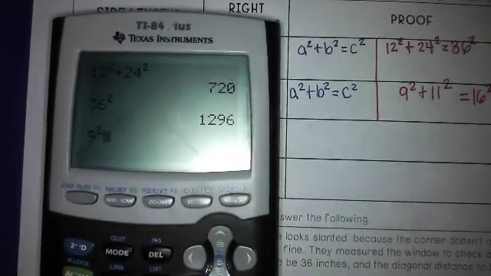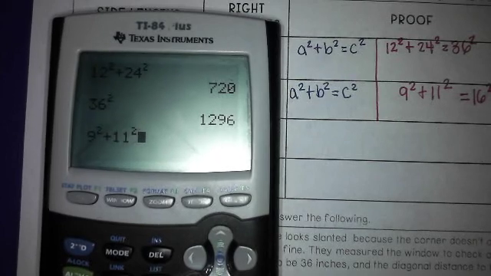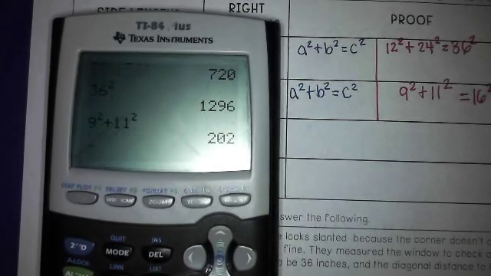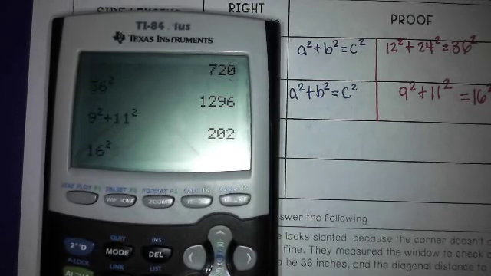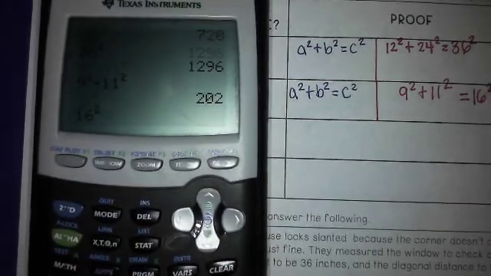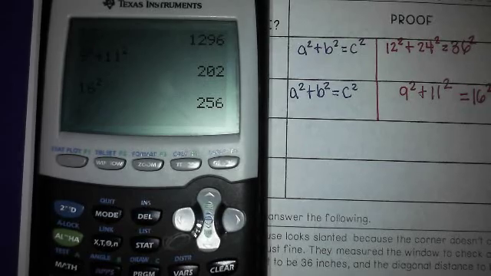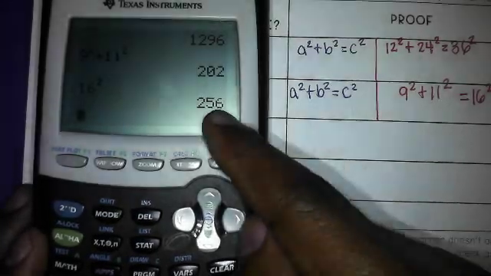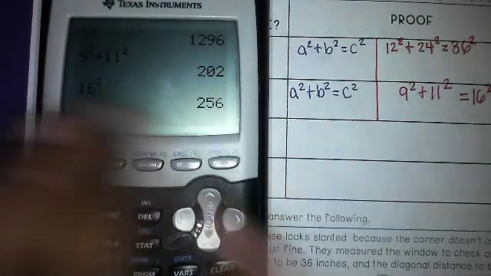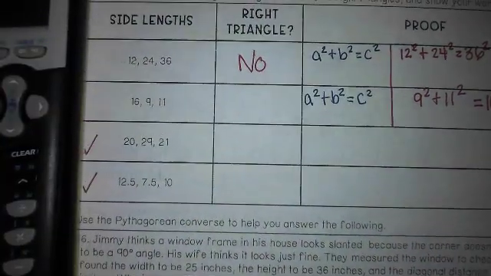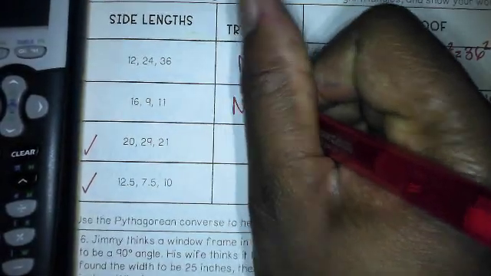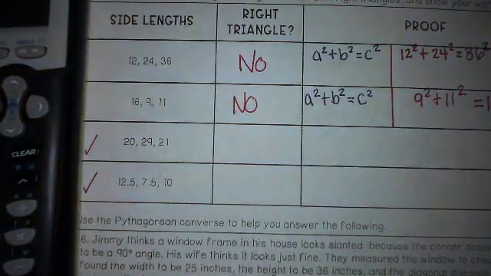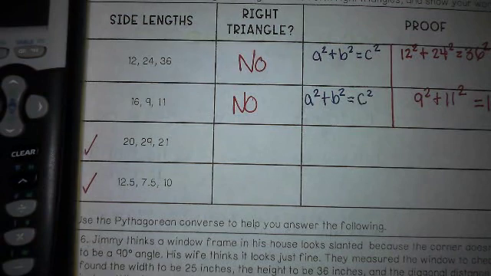So 9 squared plus 11 squared is 202. 16 squared, I have that memorized. 16 squared is definitely 196. Oh, 256, I'm sorry. 256. Yeah, no. Those don't match. So, is that a right triangle? No. It may very well be a triangle, but it's not necessarily a right triangle.